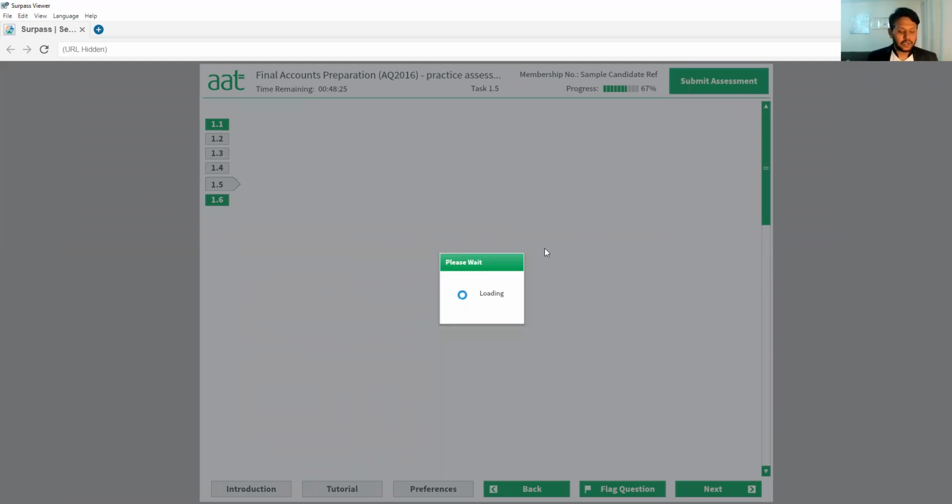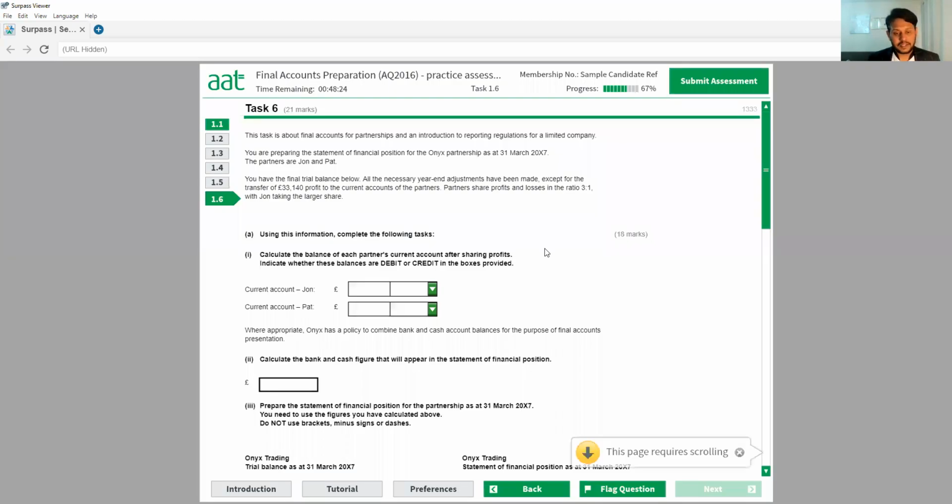This one, normally it will come for the statement of financial position, but it is possible they can give you the profit and loss account as well. Let's read this question. It says this task is about final account preparation for partnerships and the introduction to the reporting statement of financial position for the Onyx partnership. The partners are John and Pat. You have the final trial balance below. All the necessary year-end adjustments and profit to the current account. The partnership profit and loss sharing ratio is 3:1. John takes the higher share, so John will be 3, and Pat is 1.